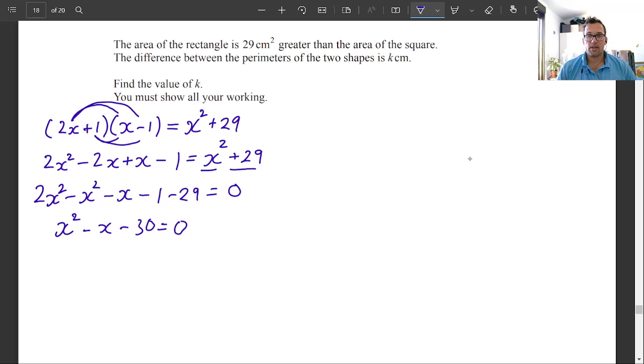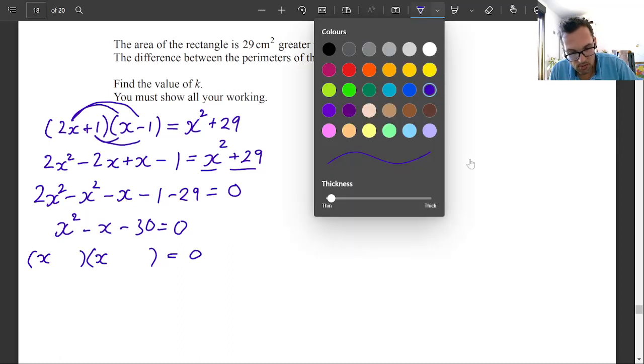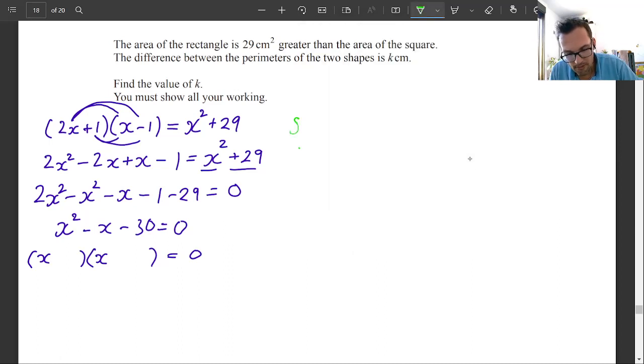Now we've got a sweet, clear quadratic equation. We can factorize or use the quadratic formula. Well, let's try factorizing first. Okay, so we've got x and x. I need to think of two numbers that multiply together to give me negative 30. So what springs to mind here is, let's use a different color for this one. Okay, 5 times 6, of course, is 30.